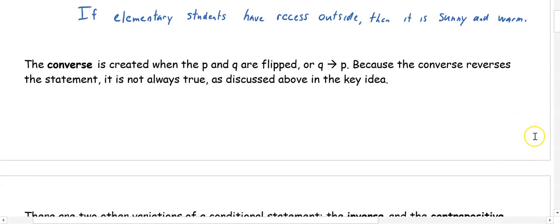So another type of statement is a converse. A converse is created when P and Q are flipped. So we now have Q to P. Because the converse reverses the statement, it's not always true, as discussed in the idea above. So if elementary students have recess outside, it is warm and sunny. But if we reverse it, we said if it is sunny and warm, the elementary students have recess outside. That's not necessarily true because they might still be in class, or there might not be school, or they might be on a field trip. There could be a lot of reasons why they're not actually outside having recess. So the flip doesn't necessarily mean it's true.